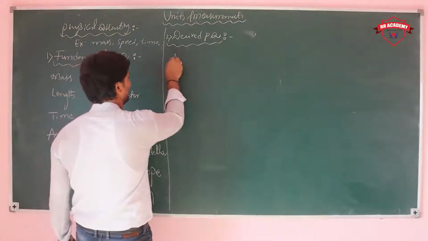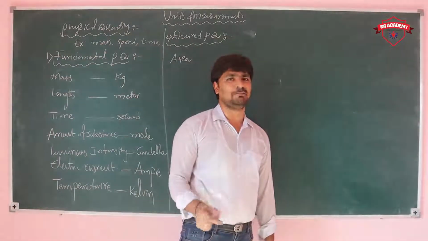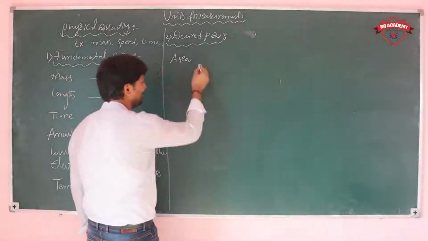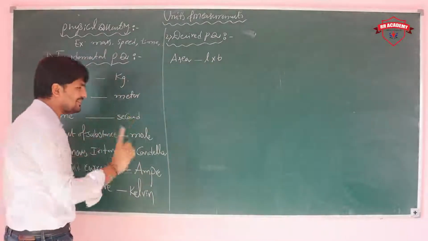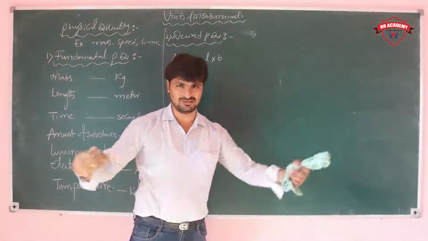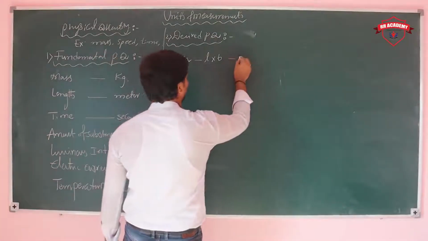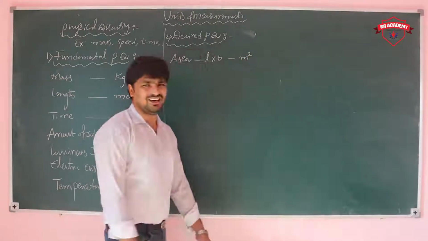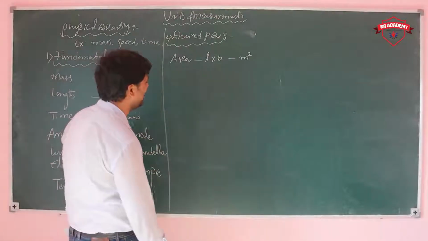First, take area. Area depends on length and breadth, so length into breadth. Length is fundamental, and breadth is also nothing but length, measuring the distance across. That's why area is a derived quantity. Using the general unit of length, meter into meter, we get meter square.